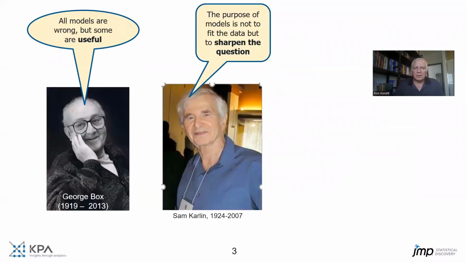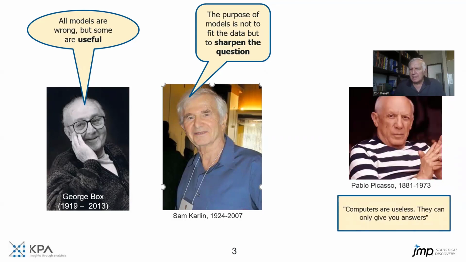So we all know that all models are wrong, but some are useful. Sam Karlin said something different. He said that the purpose of models is not to fit the data, but to sharpen the question. And then Pablo Picasso said something; he died in 1973, so you can imagine when this was said, I think in the early 70s: computers are useless. They can only give you answers. So he is more in line with Karlin.